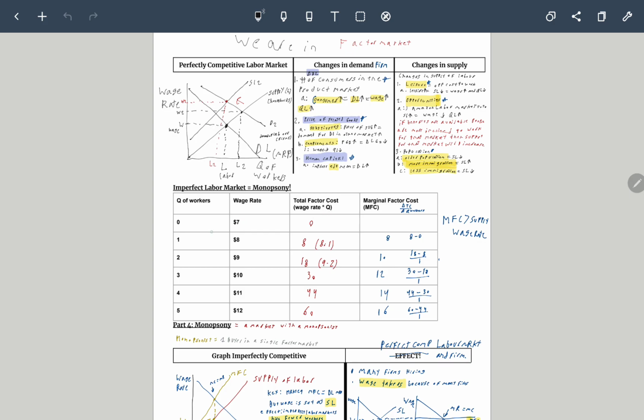So 7 times 0 is 0, 8 times 1 is 8, 9 times 2 is 18, 10 times 3 is 30, 11 times 4 is 44, 12 times 5 is 60.